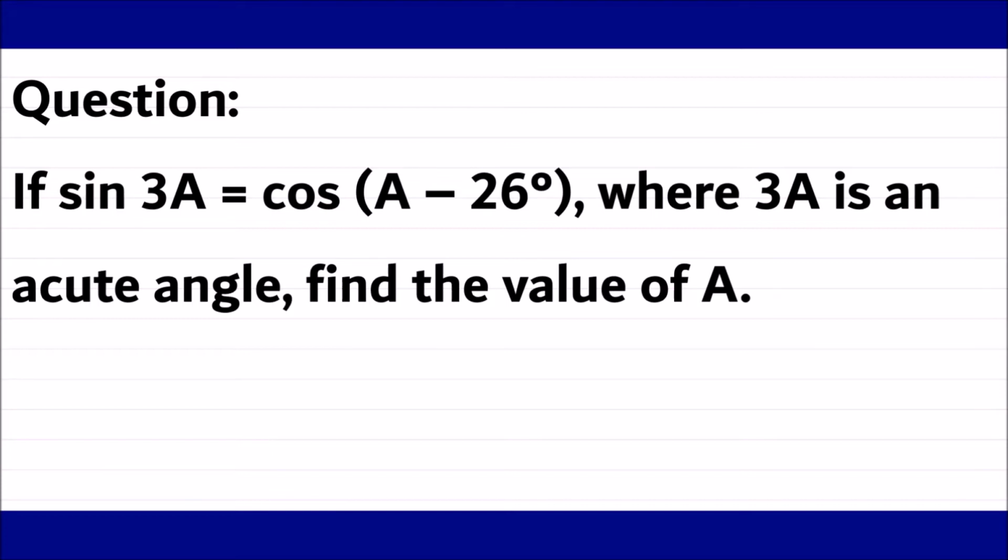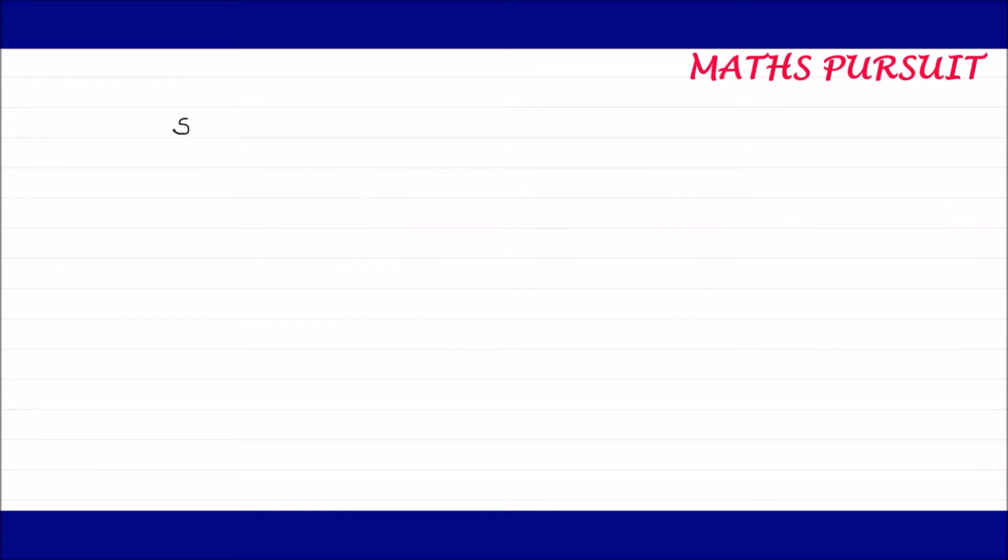We are given that sin 3a is equal to cos (a minus 26 degree). This is what is being given, so let me write it down: sin 3a is equal to cos (a minus 26 degree). This is given, and I'm taking this one as our equation 1.